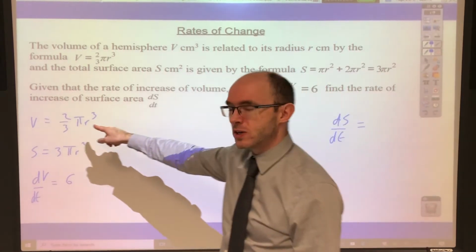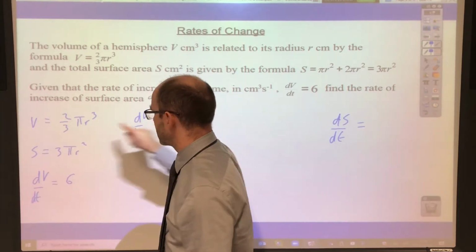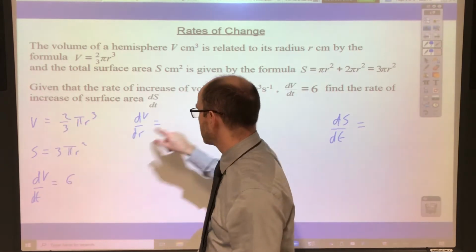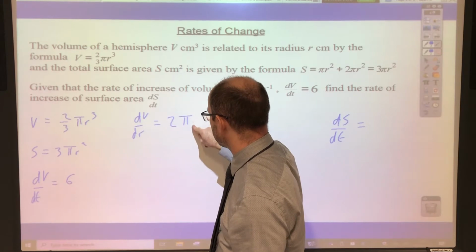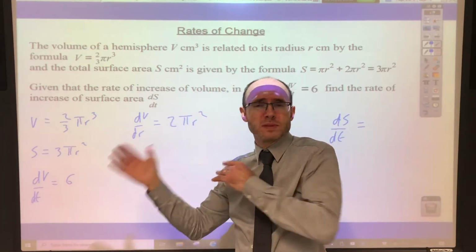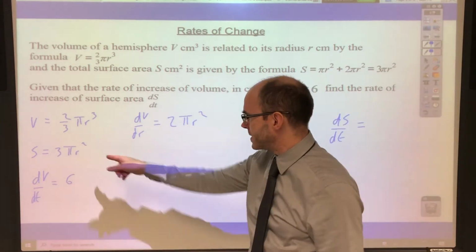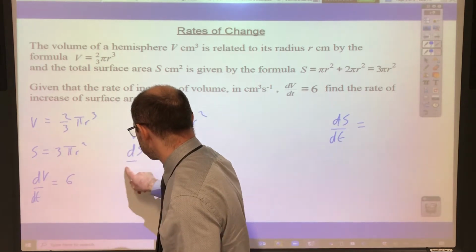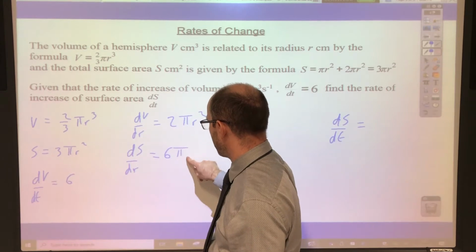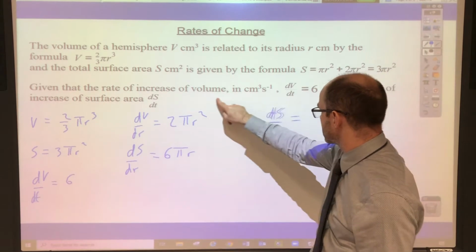Okay, right, let's look at differentiating these. So dV/dr, because it's differentiating V with respect to r, so 3 times 2/3 is going to be 2, so that's going to be 2πr². Remember I talked about that in terms of differentiate the volume, get the surface area. That was the surface area of the hemisphere, of course, 2πr². dS/dr is equal to, it's going to be 6πr, and we're going to have to use those to find dS/dt, aren't we?